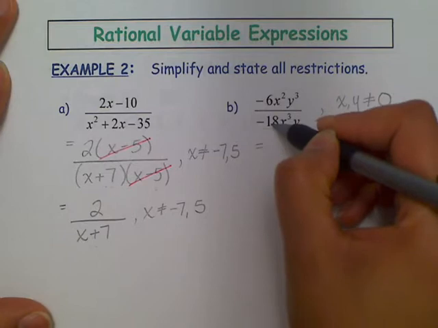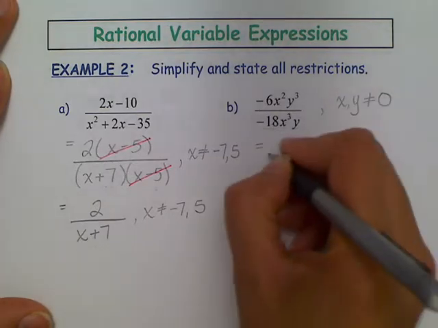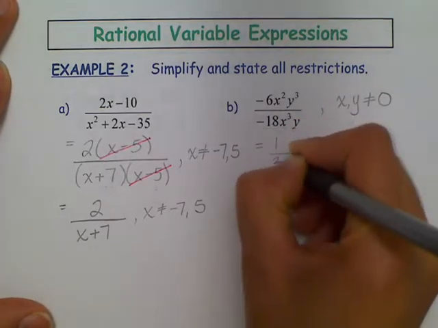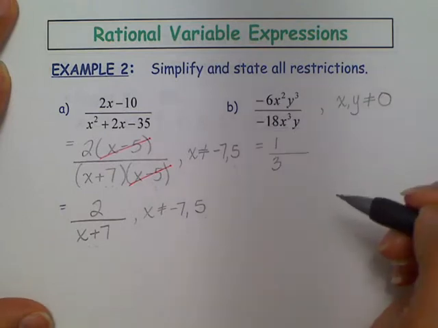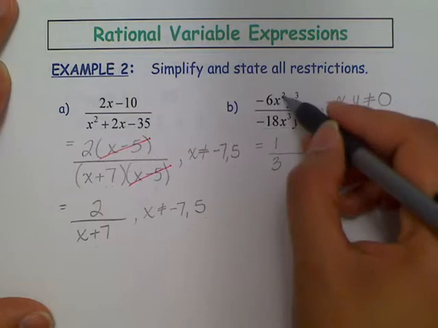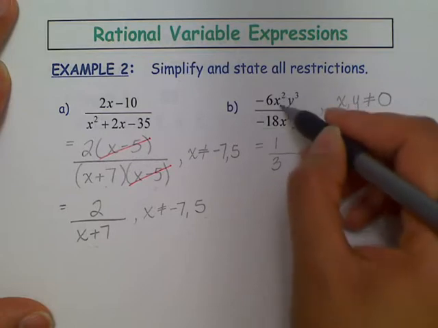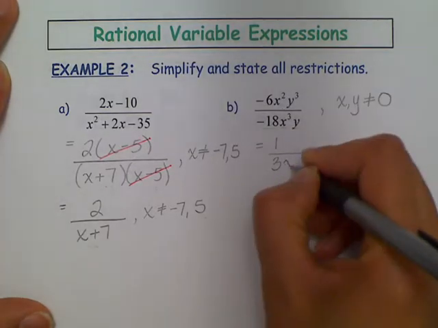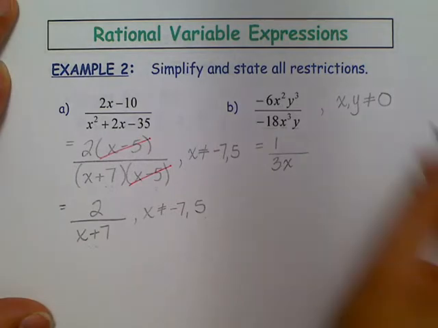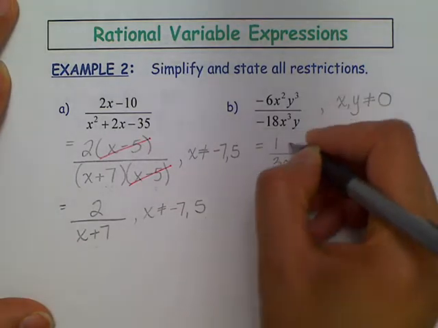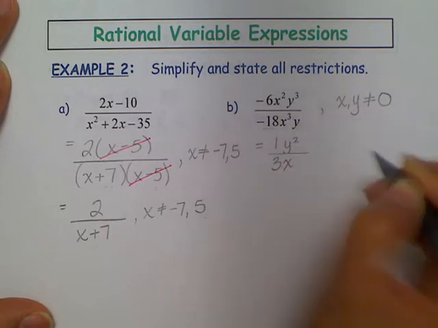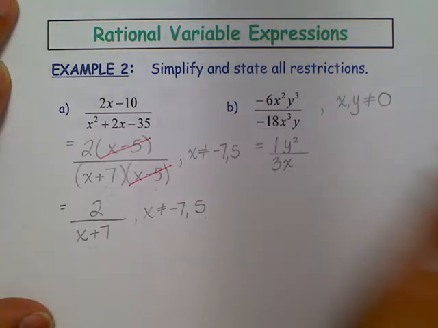Negative 6 divided by negative 18 would reduce to 1 over 3. So negative 6 over negative 18 reduces to 1/3, and the negatives cancel each other out. In terms of your x variables, I have 2 x's in the numerator and 3 in the denominator, which means I'll be left with 1 in the denominator. And in terms of the y variables, I have 3 in the numerator and only 1 in the denominator, which means I'd be left with y squared in the numerator.